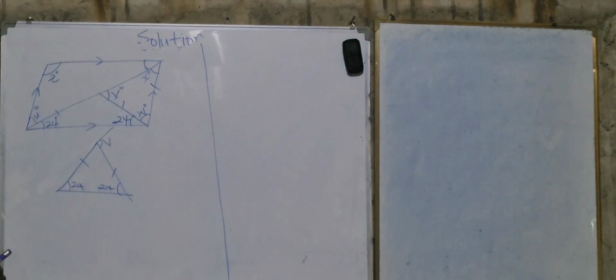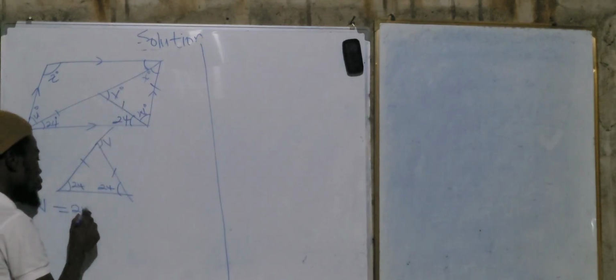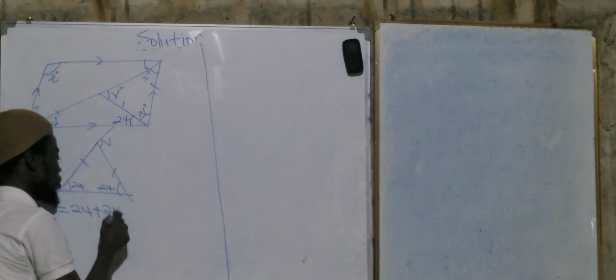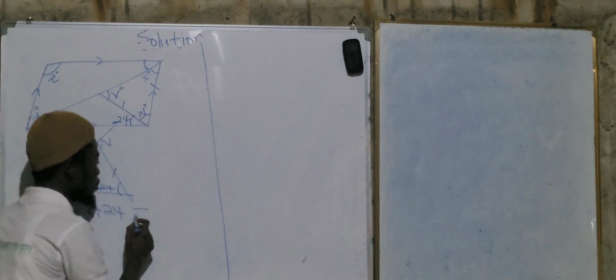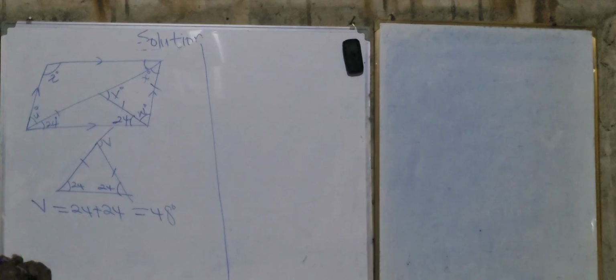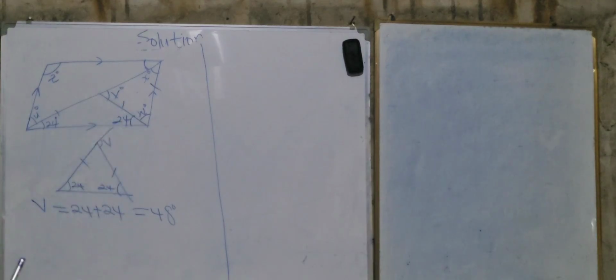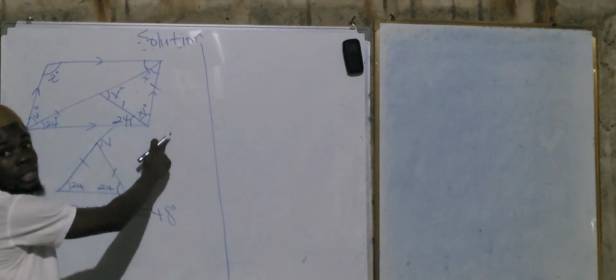So we said this area is clear, right? Therefore, v is equal to this angle here, right? Now 24 plus 24 plus 24. Now this one is equal to 48 degrees. Now we have gotten the value of v. But mind you again, v is equal to x. You know why? Base angles of an isosceles triangle.